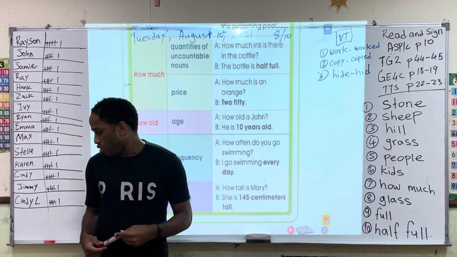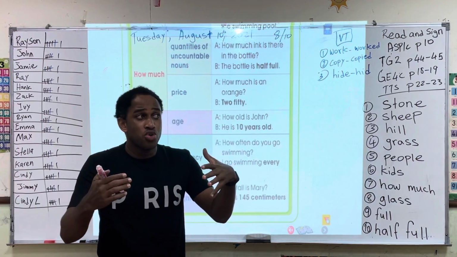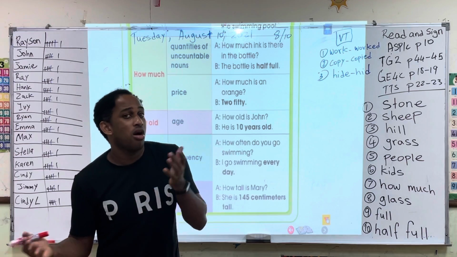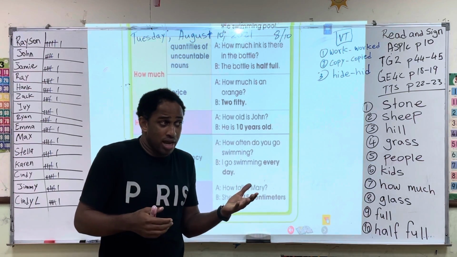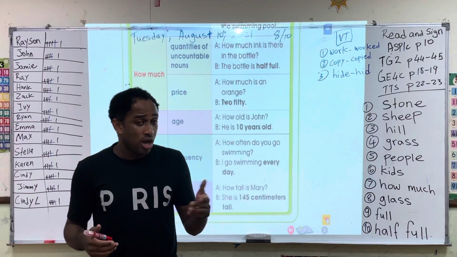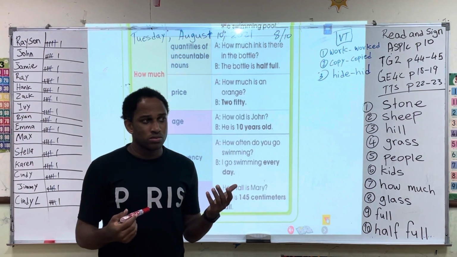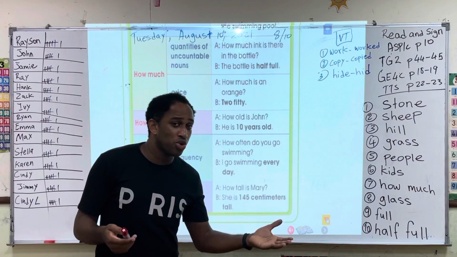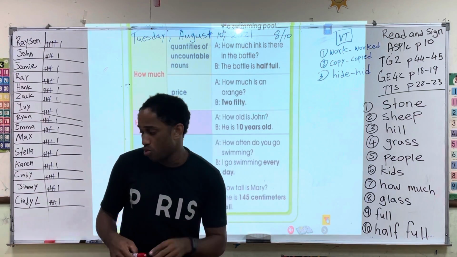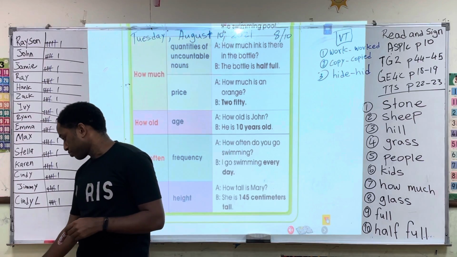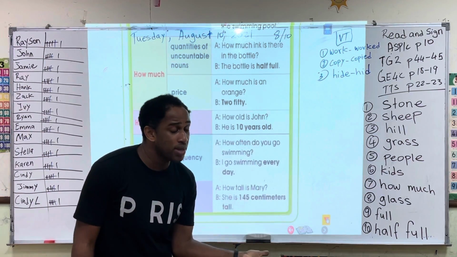Okay, so how often do you brush your teeth? I brush my teeth 3 times a day. I brush my teeth twice a day. How often do you go shopping? I go shopping once a week. Okay, so 1 time you say once a week. Good. Or you can say, how often do you go to the beach?